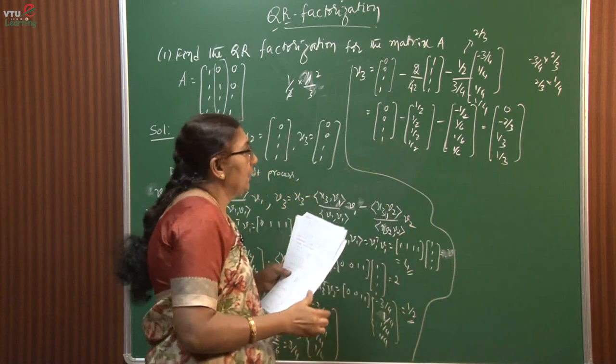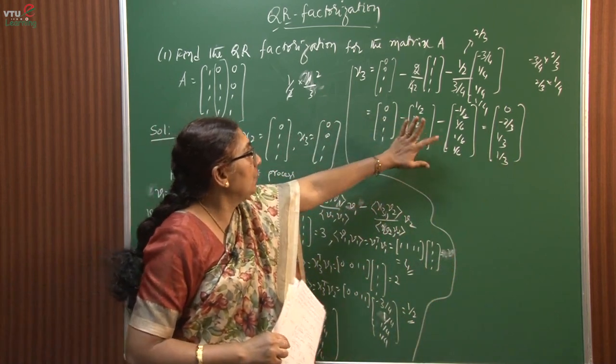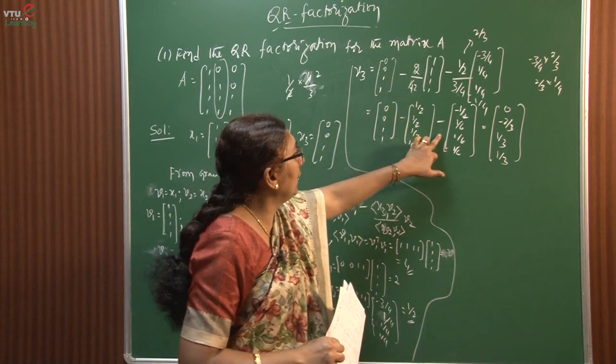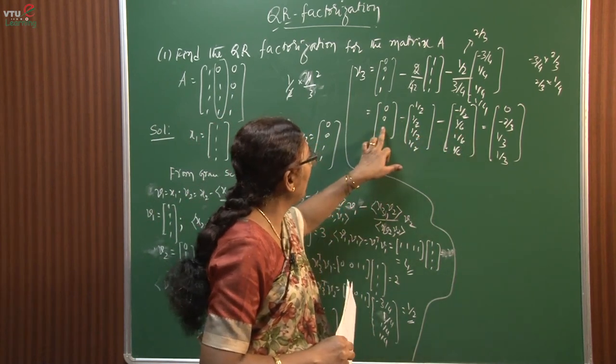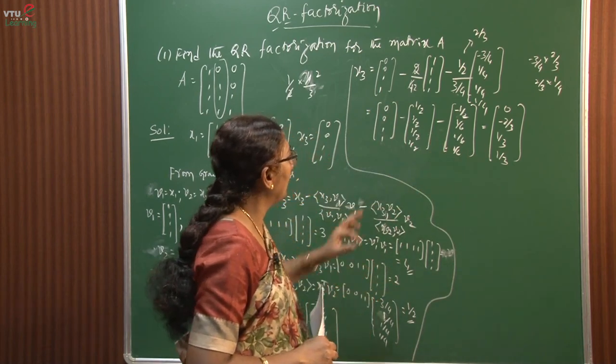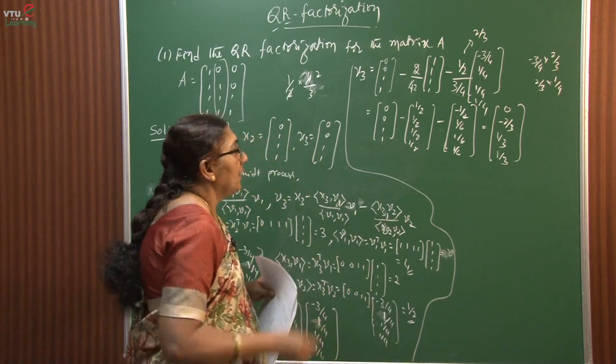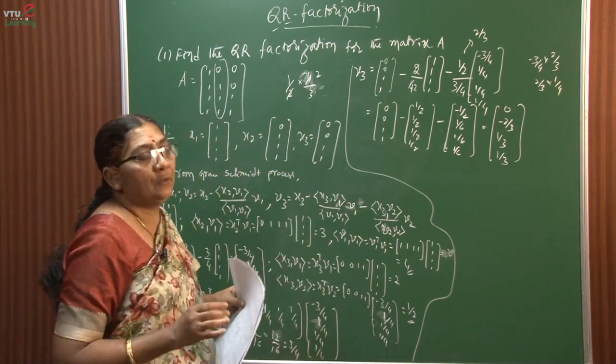Please do it. It's a very simple simplification. This is 0. Second one, minus half, minus 1 by 6 is minus 2 by 3. 1 minus half is half, minus 1 by 6 is 1 by 3. Same thing, here also 1 by 3. This is my V3. Now, these are the values of V1, V2, V3.